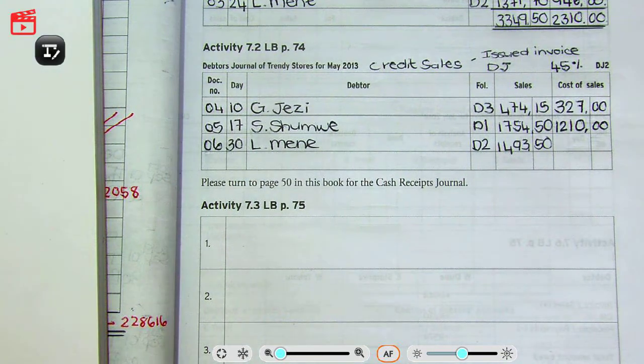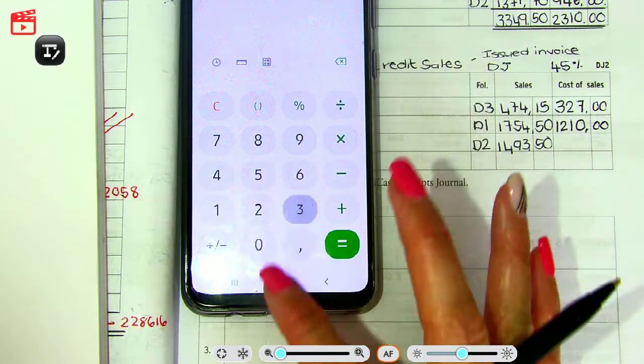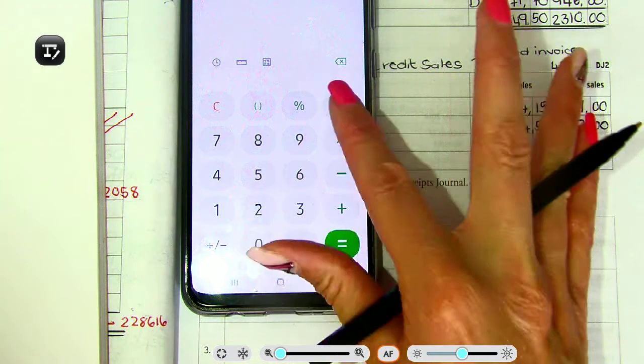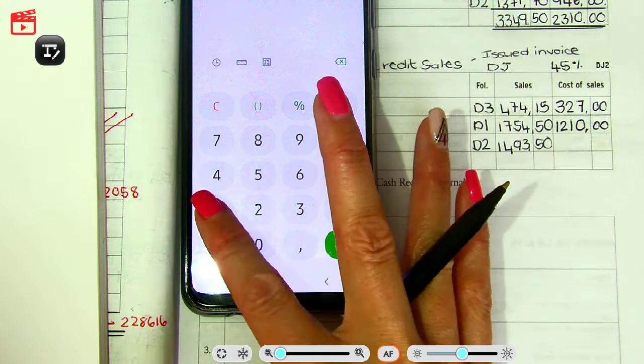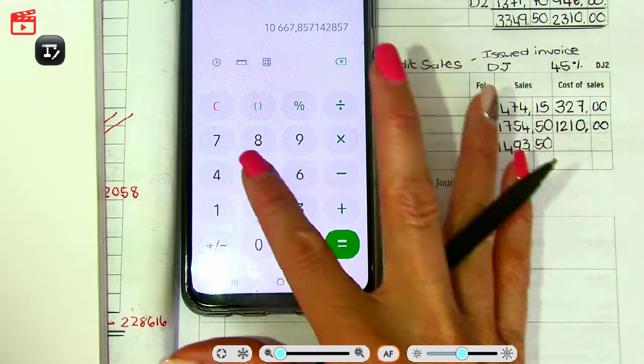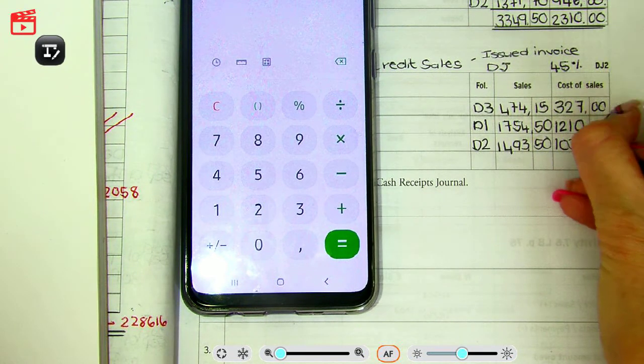Now we have to work out our cost of sales. Same formula: 1,493 Rand and 50 cents divided by 1 times 100 divided by 145. And that is 1,030.